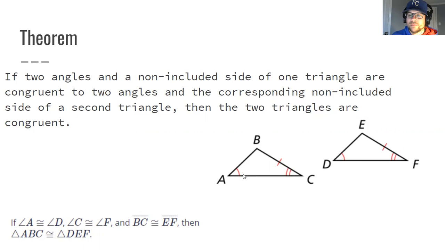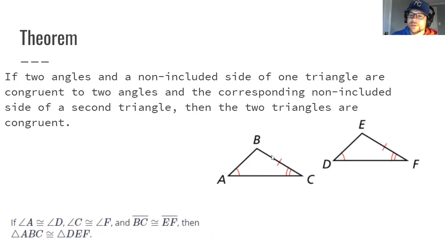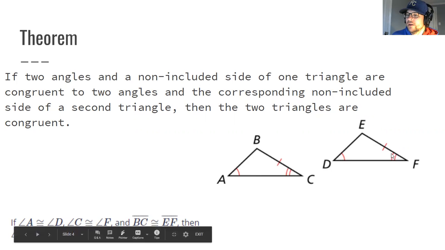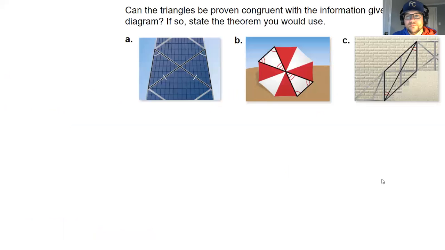So you have angle A, which has 1 mark, D has 1 mark, C has 2, F has 2. Those are your two angles. But then the non-included side, if you're saying that your first triangle is matching with the second mark angle, your second triangle also has to have the same corresponding matching non-included side. So let's see these in action. Can the triangles be proven congruent with the information given in the diagram? If so, what theorem would you use?